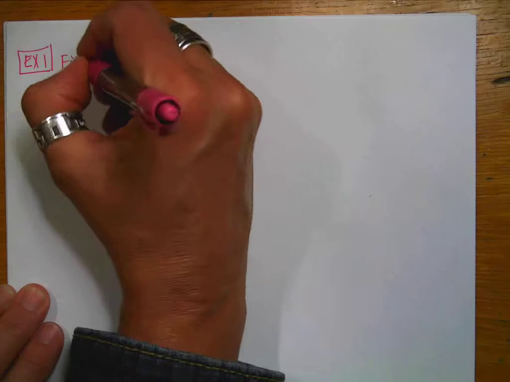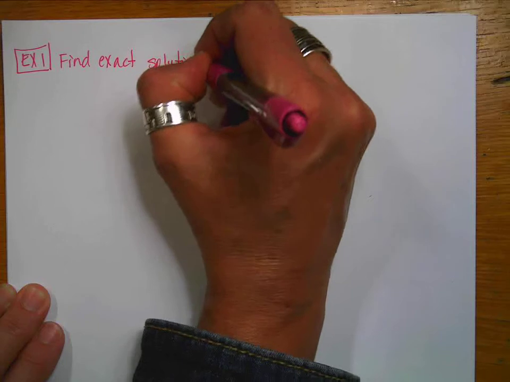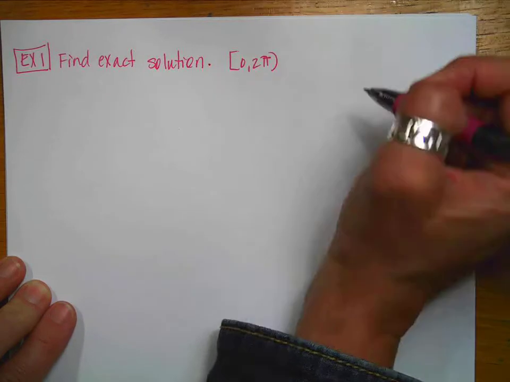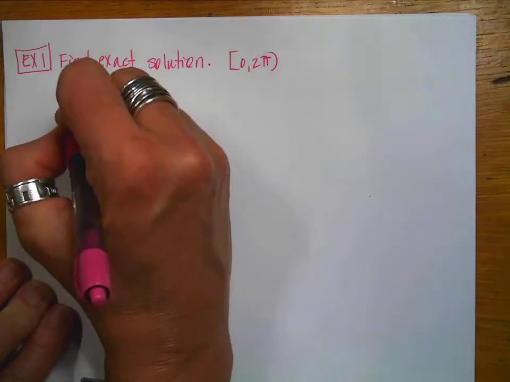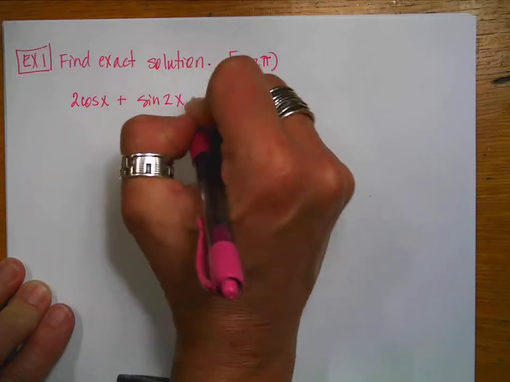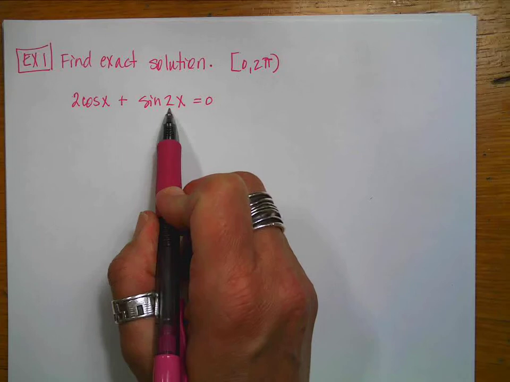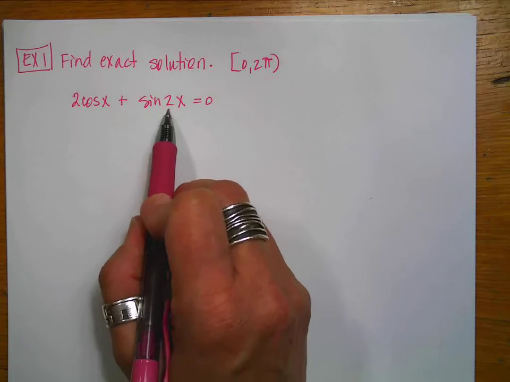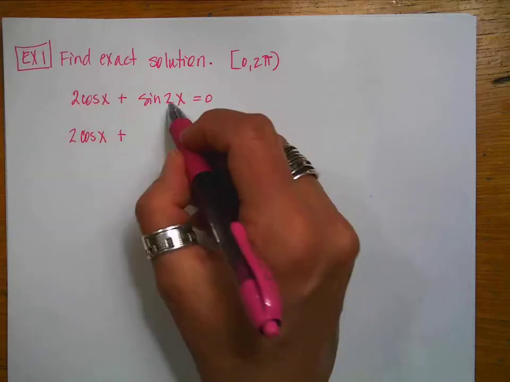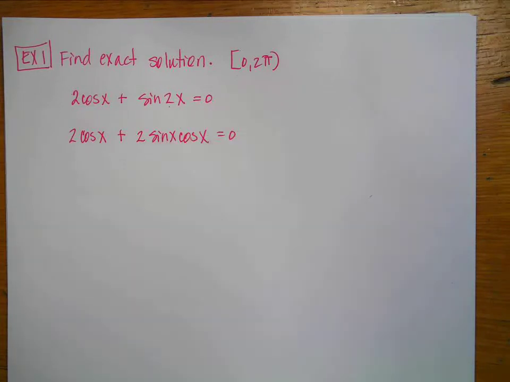And this one's going to say, find the exact solution. So all of the formulas help us to find exact solutions when the problem might not be given where an exact solution is apparent. So in this one, I'm going to have 2 cosine x plus the sine of 2x is equal to 0. So if you'll notice, 2x is one of our double angle formulas. So I'm going to use that to help me rewrite this. So 2 cosine x plus, then my double angle for sine is 2 sine x cosine x is equal to 0.